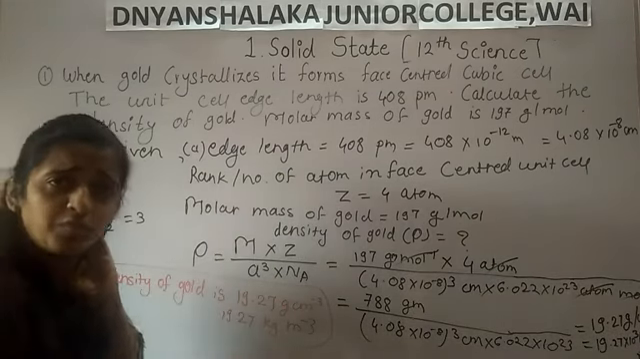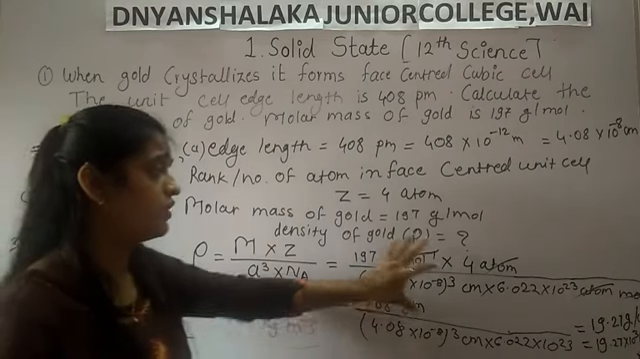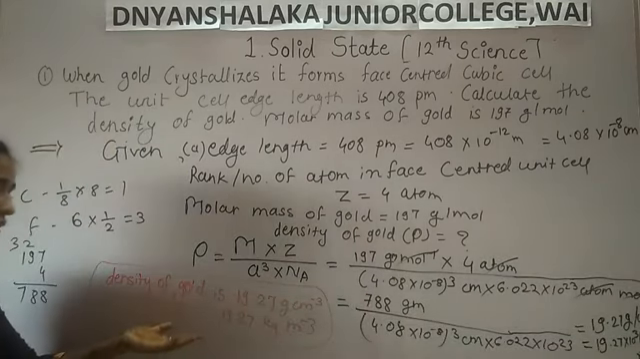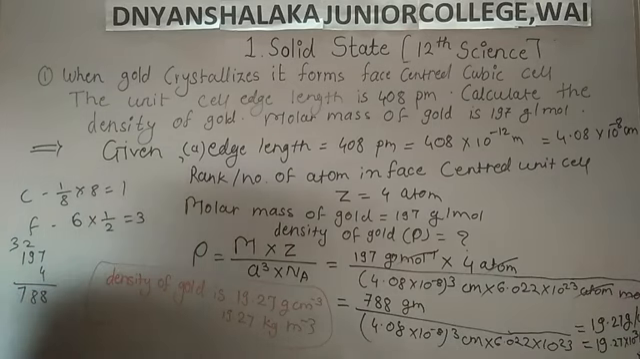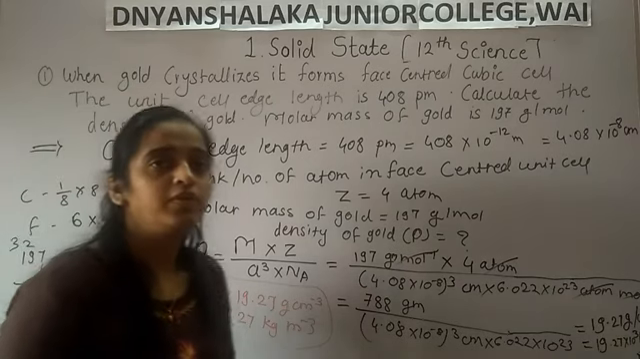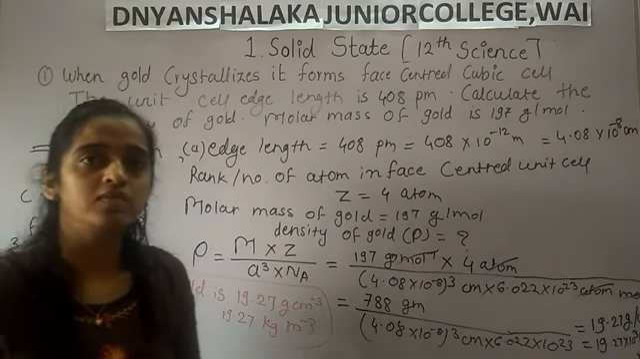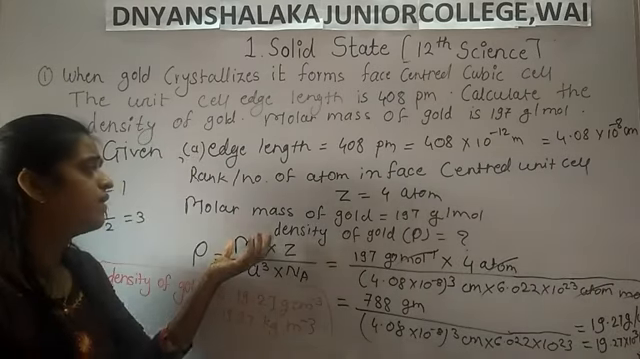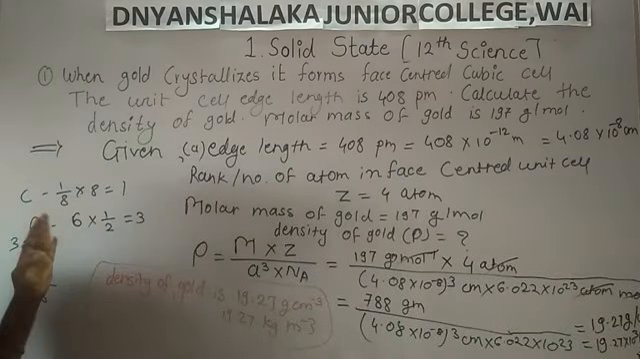In different types of examples, we carefully solve this numerical concept, the mathematical concept, and we get the final answer 19.27 gram per centimeter cube. I hope you all understand this relationship between molar mass, density of substance, and unit cell edge length clearly. And this example also, I hope you clearly understand.